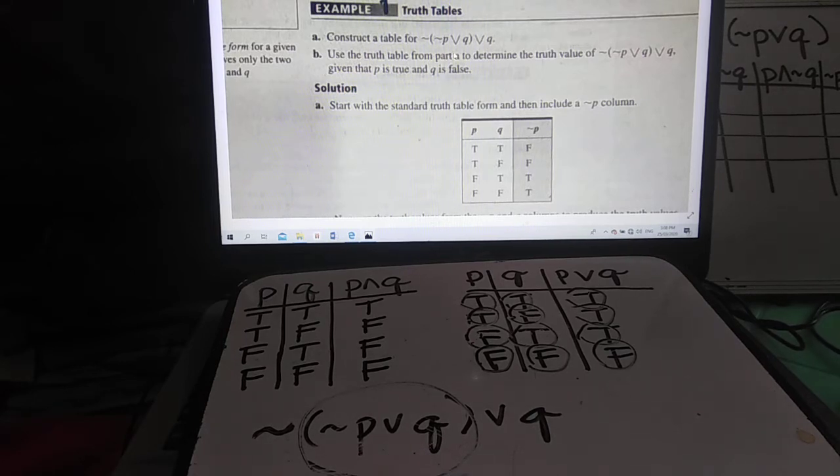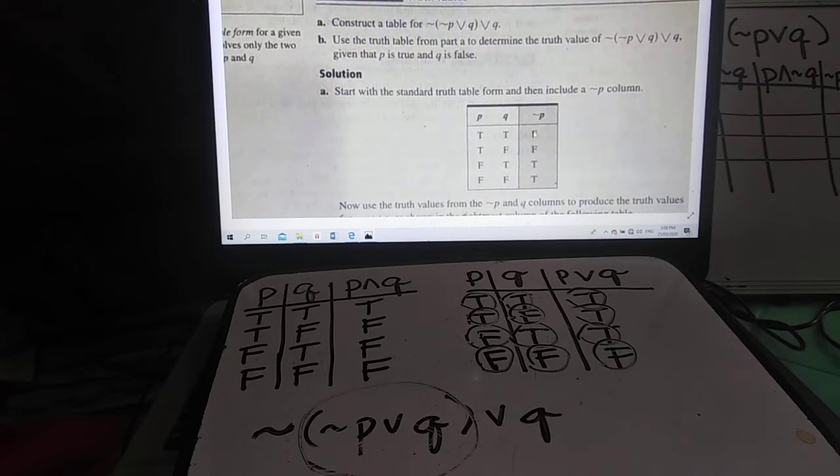Now, since in the given statement we have the negation of P, we will include the negation of P in our next column. Now, what are the values under not P? Since it is the negation of P, if P is true, then the negation of P is false. Another P, a true statement, so the negation of P is false. And if P is false, the negation is true, on the third and the fourth rows.